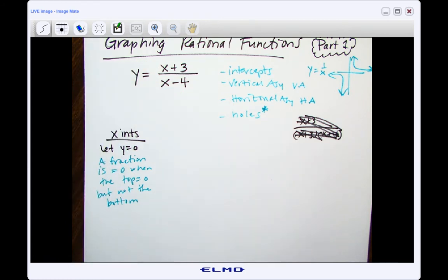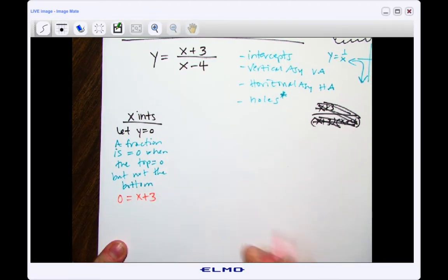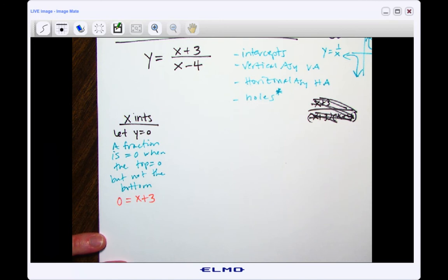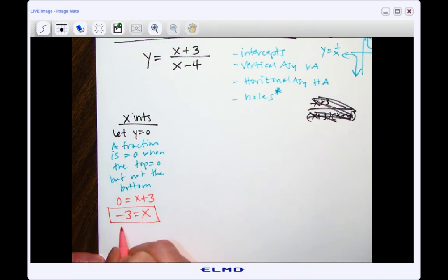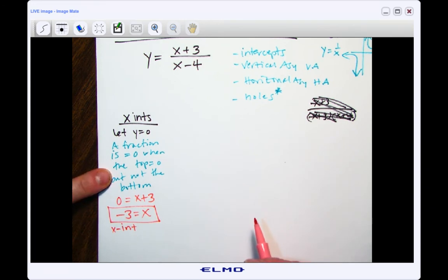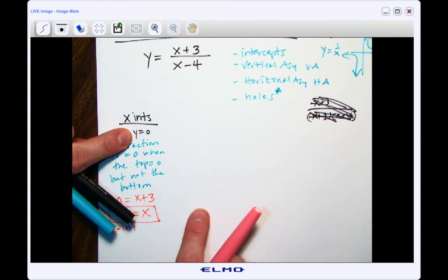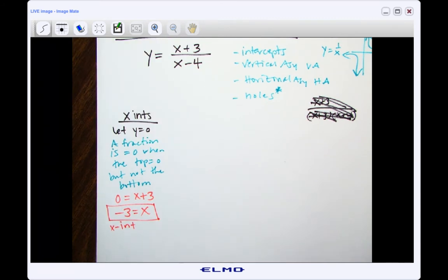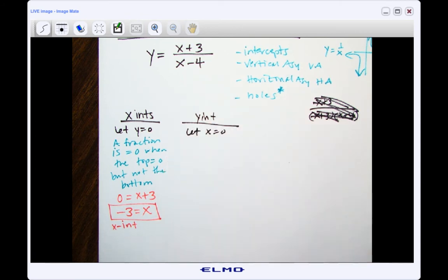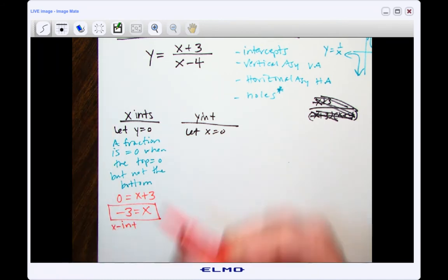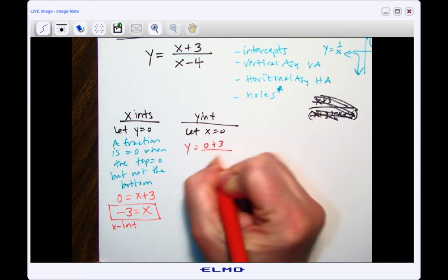So what we're going to do is set the top equal to 0, because I really want to know when the top is going to be 0. And the top is going to be 0 when x is equal to -3. So this is going to be my x-intercept, because again, it makes the top equal to 0, but not the bottom. It makes y equal to 0, and y is the value of this fraction. We got it? Now y-intercepts, what do I do? I let x equal 0. So let's take a look at this one. I'm just going to plug in a 0 for x, so I get 0 plus 3 over 0 minus 4.